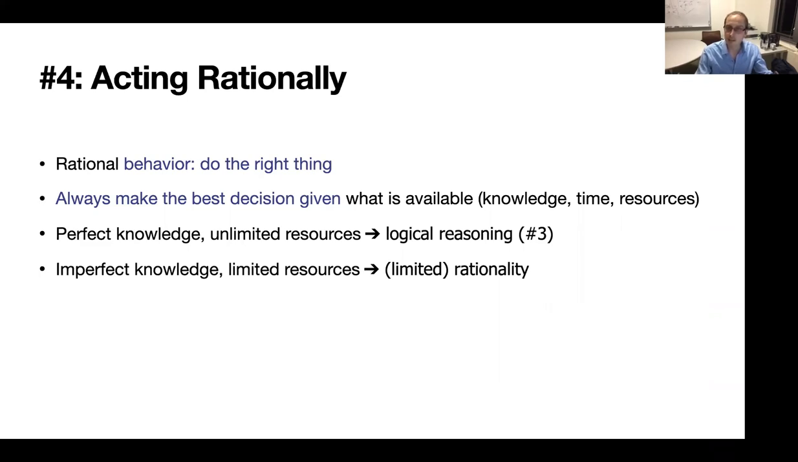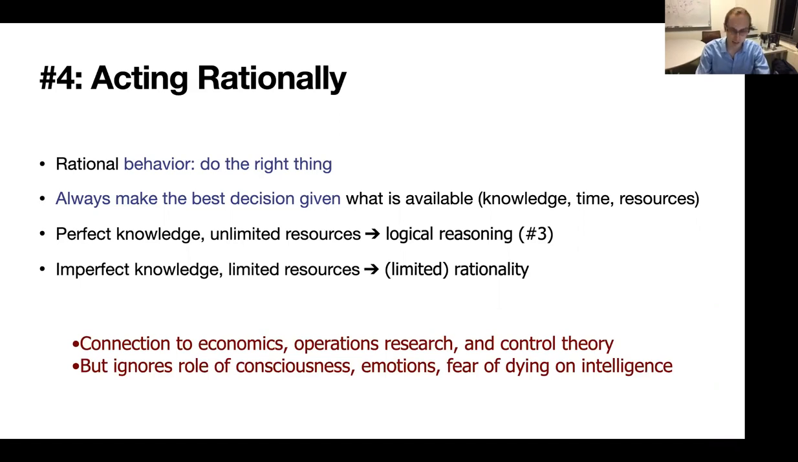So then that's more related to what we call limited rationality, and it's something we might have to do in many cases because it might be intractable to perfectly cover, for example, the whole graph and find the shortest path or so on for a particular problem. And there are a lot of connections here with economics, with operations research and control theory.